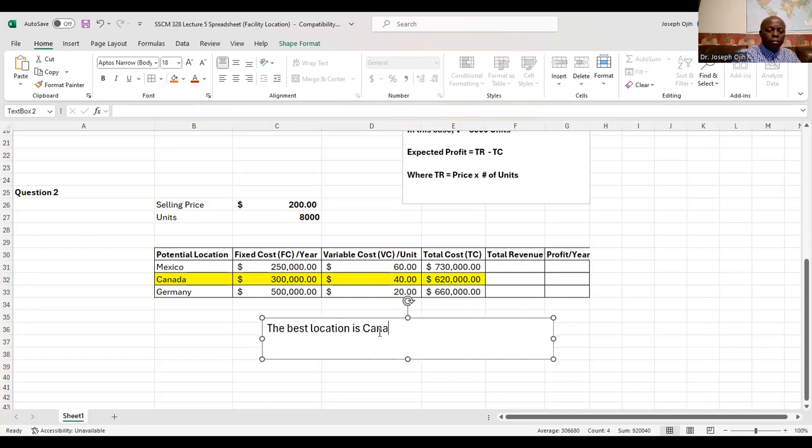Canada. So you get the lowest total cost, the best location, and then you state why it is the best location in 1 or 2 sentences, so you can have full credit. So, because it has the lowest total cost of 620,000. And that's it.